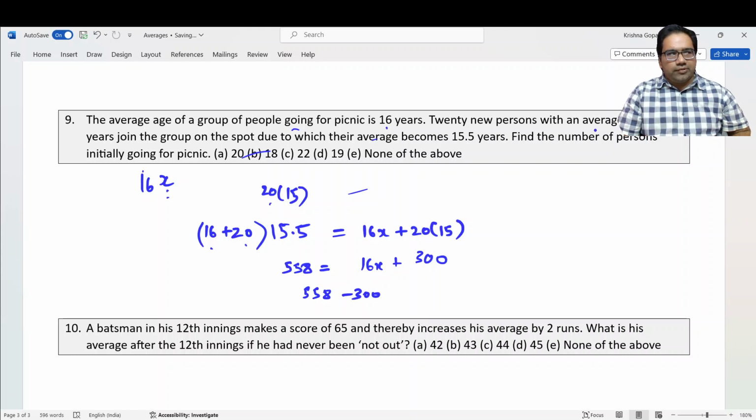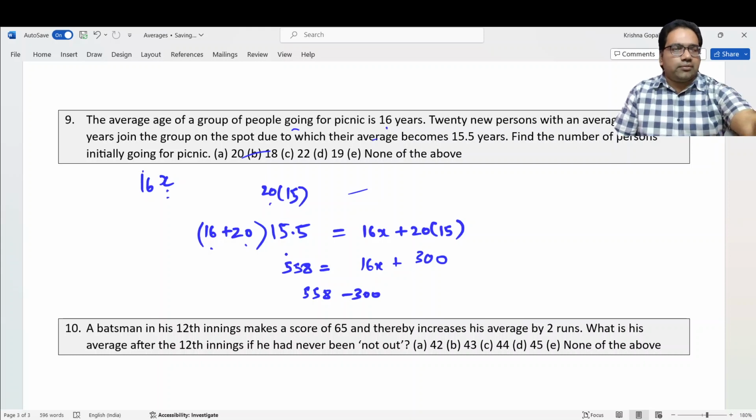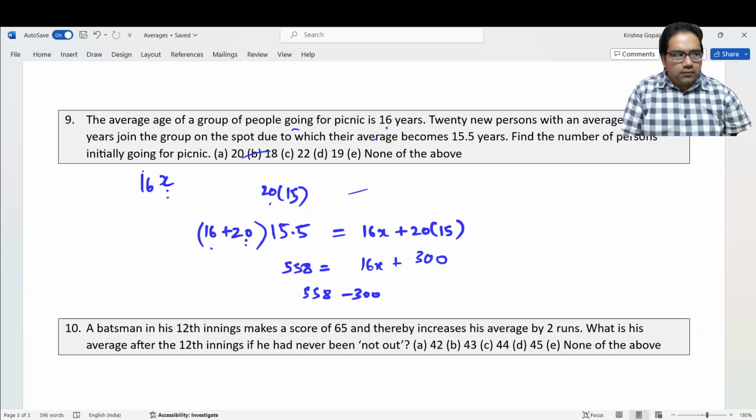16 people, 20 new persons with an average of 15. And earlier, how many people? The total age of the group is 16x. 16x plus 20 into 15 is equal to 16 plus 20, 36 into 15.5. Right? Sorry, we have written the equation wrong. It is 16 plus 20, it should be x plus 20, right?